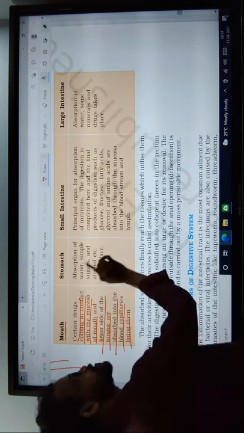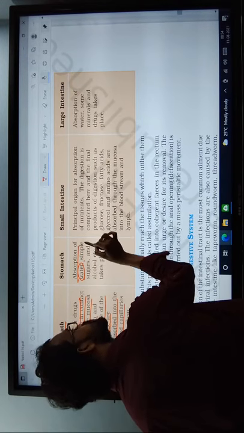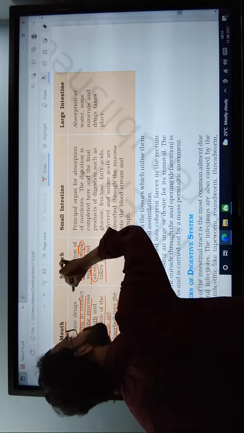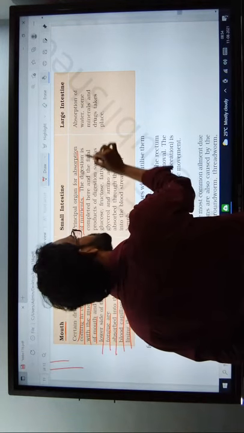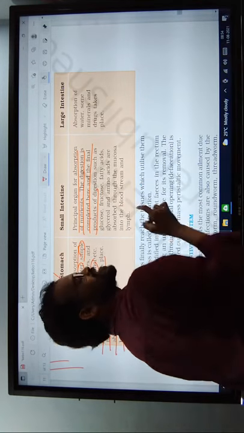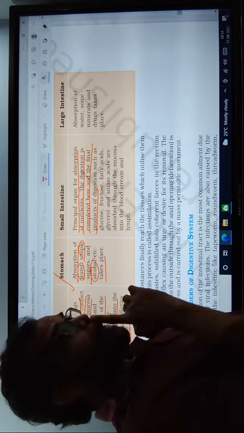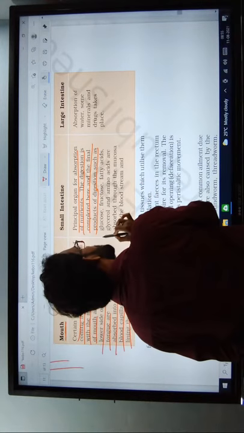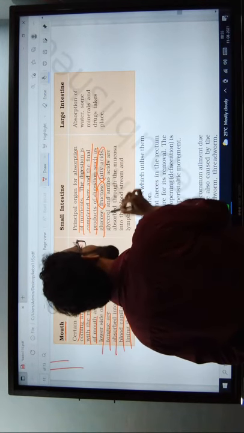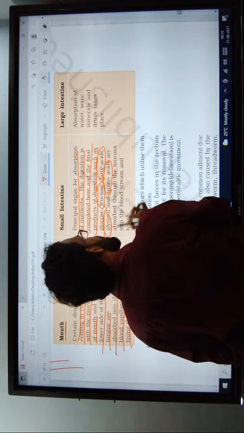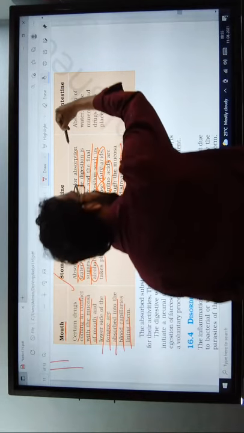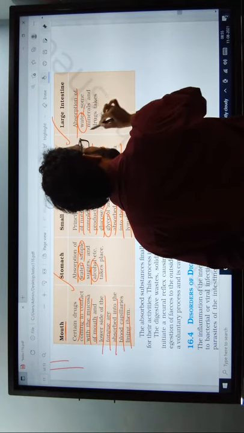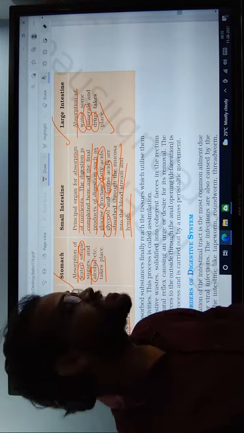Next one, stomach: absorption of water and simple sugars. Alcohol absorption takes place in the stomach. Next one, small intestine. It is the organ for absorption, where complete digestion takes place. Glucose, fructose, fatty acids, glycerol, and amino acids are absorbed through the mucosa into the blood and lymphatic capillaries. Next, the large intestine. What is absorbed? Water, minerals, and drugs are absorbed in the large intestine from the undigested food.